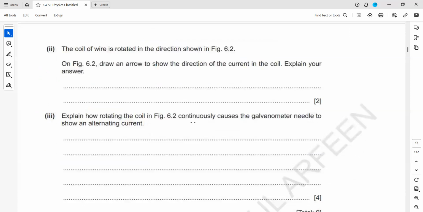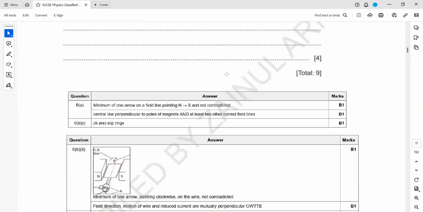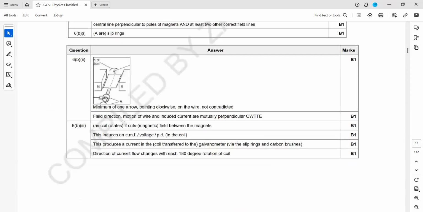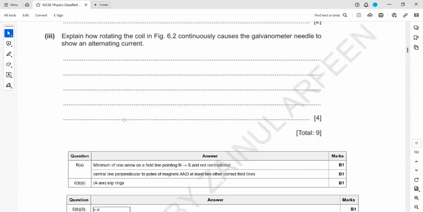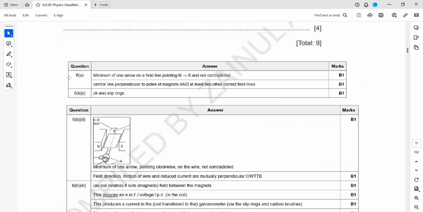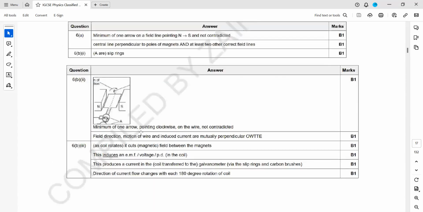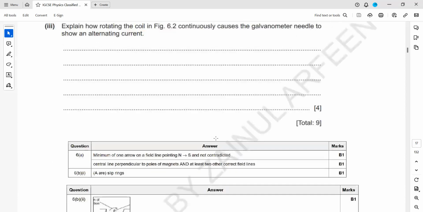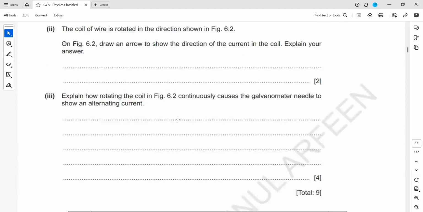Then the explanation of why the coil rotated in that direction, or draw and explain your answer, like the points you can see here for part B2. The field direction, the magnetic field, and the motion are all perpendicular. As a result, it will produce EMF, and we use the right hand rule.